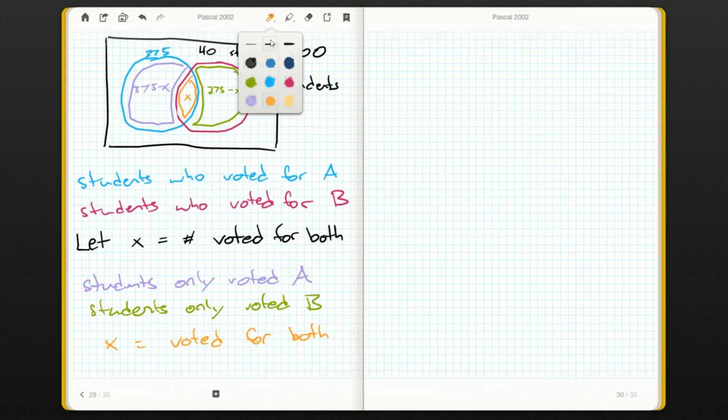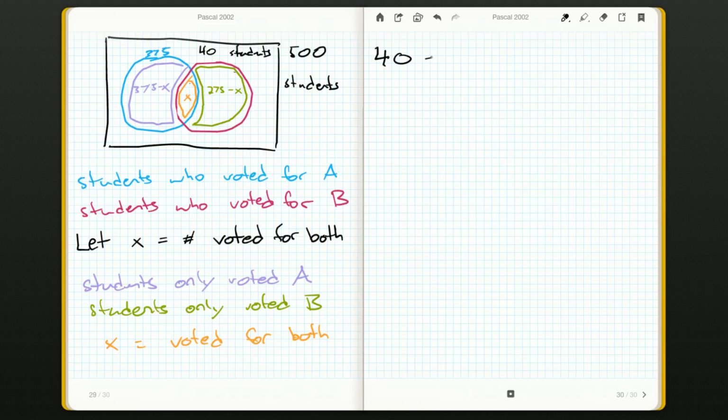And now we can add these up. These are what are known as disjoint sets. There's no overlap between them. So 40 plus 375 minus X plus X plus 275 minus X. This should be the total number of students, which is 500. Okay? Minus X plus X minus X, we're going to get a minus X here. 40 plus 375 plus 275, I already mentioned that is 690.